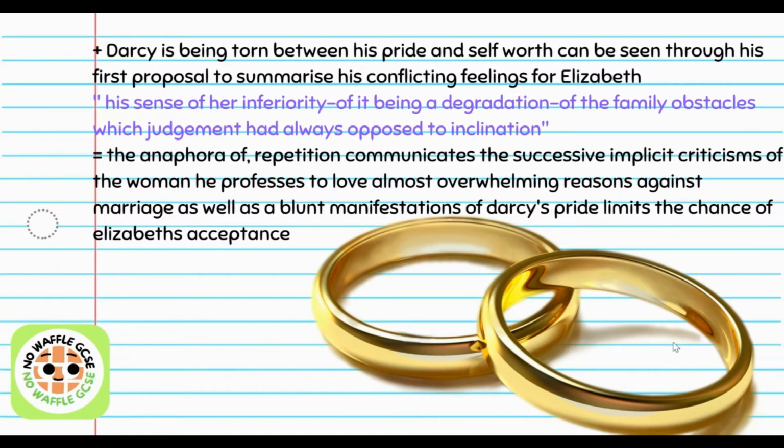So what it's saying here is that his sense of her being lower than him, of it being degrading, of the family obstacles. So you can see the anaphora, the repetition of the, and it just creates this successive implicit criticisms of the woman he somehow professes to love. And it's almost saying overwhelming reasons against marrying her, as well as blunt manifestations of his own pride, which just limits the chance that Elizabeth is actually going to accept this proposal.